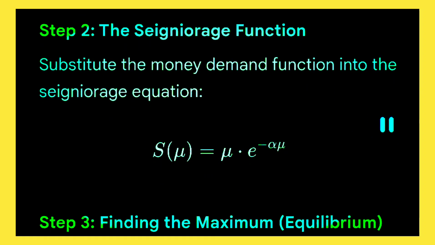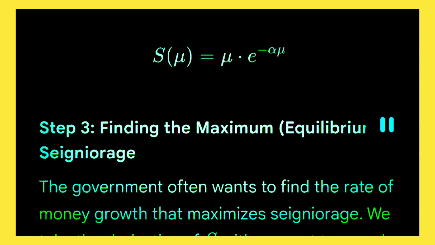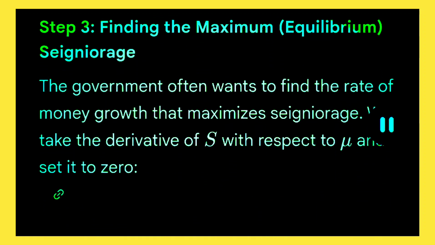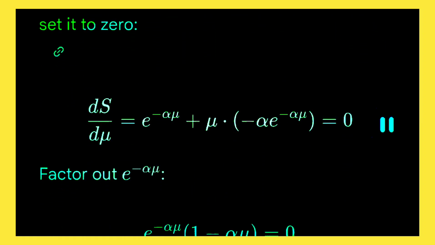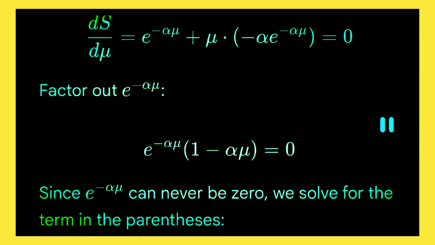Step 2. The seigniorage function. Substitute the money demand function into the seigniorage equation. Step 3. Finding the maximum, equilibrium, seigniorage. The government often wants to find the rate of money growth that maximizes seigniorage. We take the derivative of S with respect to mu and set it to 0. Factor out e^(-alpha mu). Since e^(-alpha mu) can never be 0, we solve for the term in the parentheses.